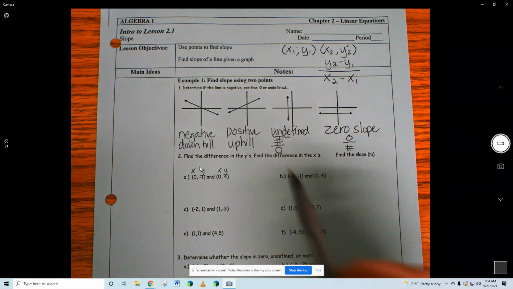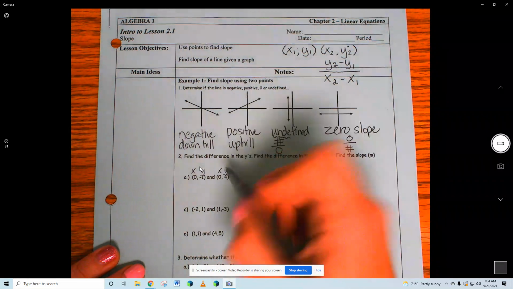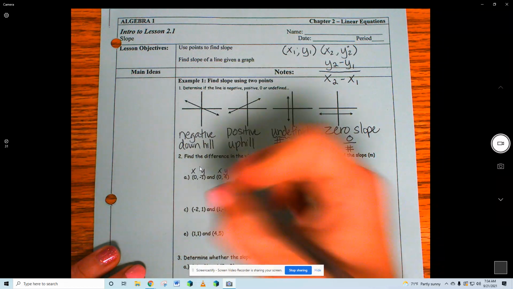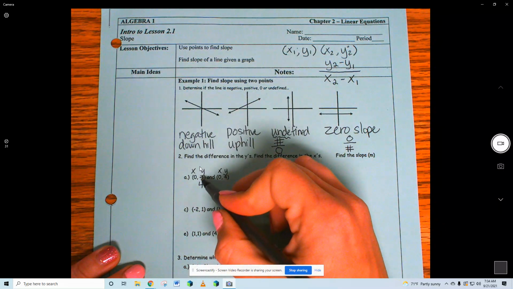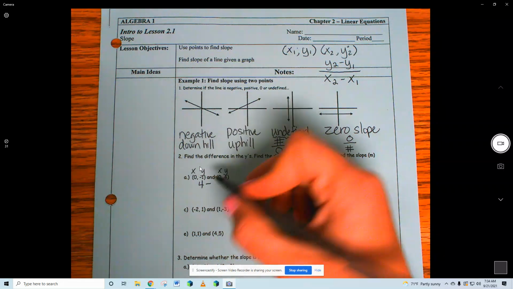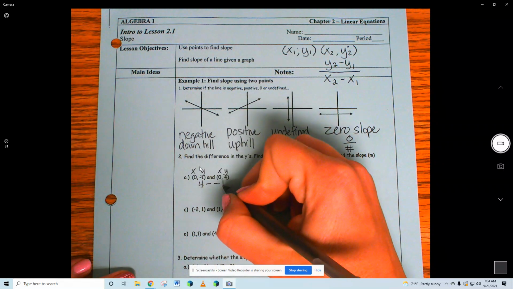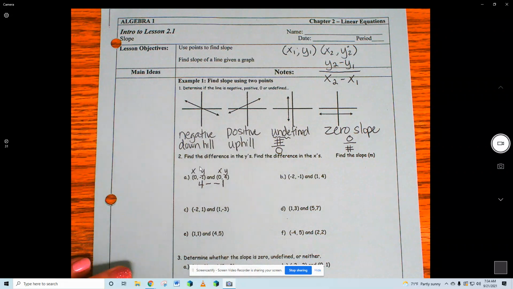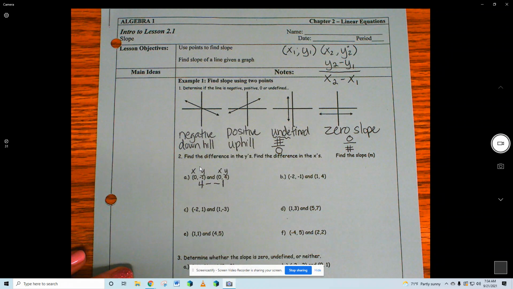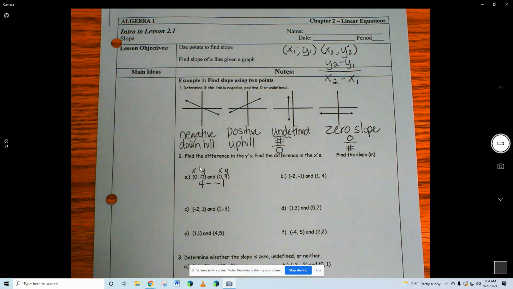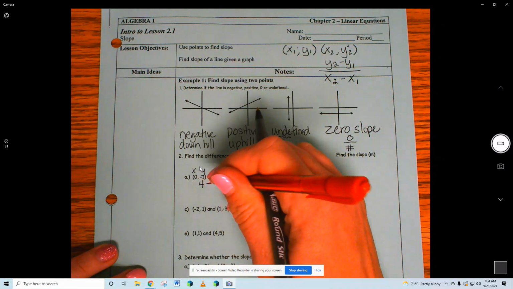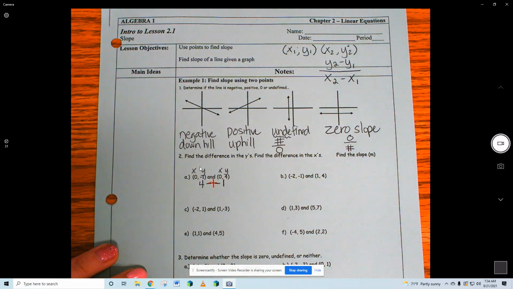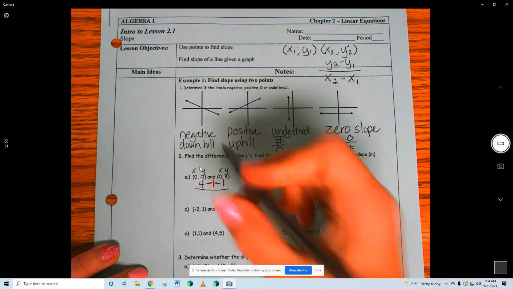Watch out for negatives. 4, this is my first y. 4 minus negative. See how there's a subtraction sign and then a negative right after it? 4 minus negative 1. What's a negative minus? A plus. So I have to change this and just make it one big plus sign. Those are my y's that I just subtracted. My x's are 0 minus 0.